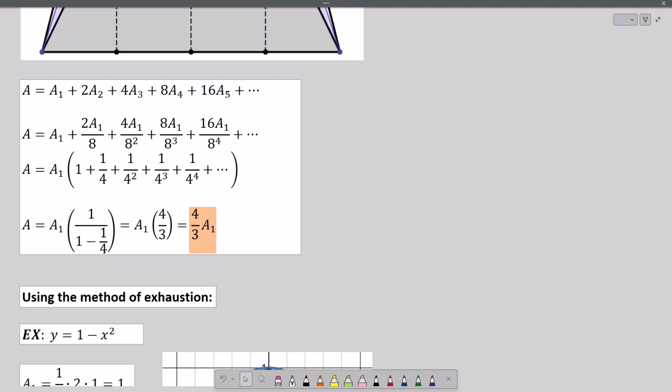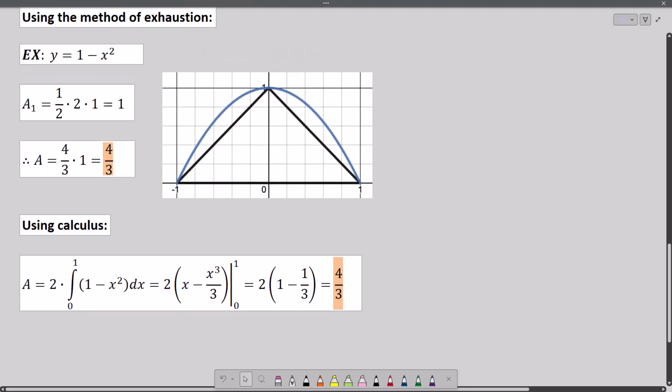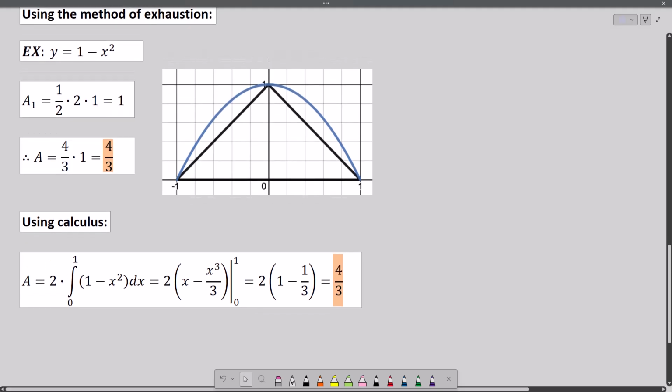That's a geometric series, common ratio of 1/4. So a1 is a constant multiplier. It just sits in the front. The series is going to be a over 1 minus r. That's going to be the area of that parabolic region. And I just put a simple example here. We know how to do this with integration. We get an area of 4/3.